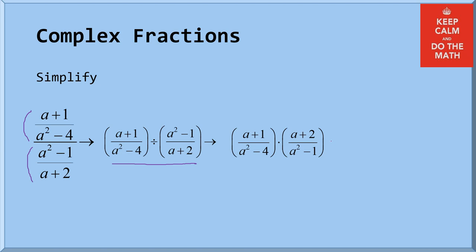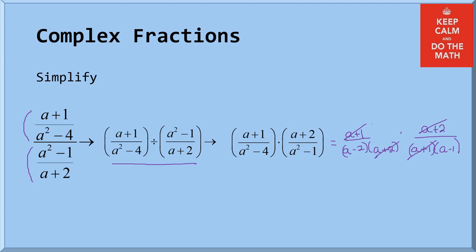My job now is to factor any numerator and denominator that I can and reduce any fractions of 1. A plus 1 obviously is completely factored, but the bottom one, a squared minus 4, can be factored as a difference of squares: a minus 2 times a plus 2. The numerator over here is a plus 2, that's factored. A squared minus 1 is another difference of squares, so a plus 1 times a minus 1. Now if I look for my fractions of 1, I have a plus 2 divided by a plus 2. I have a plus 1 divided by a plus 1.